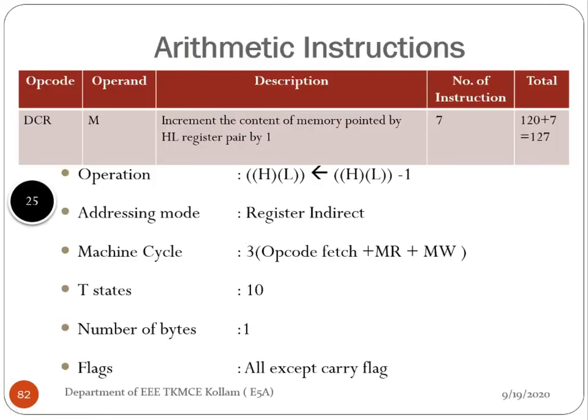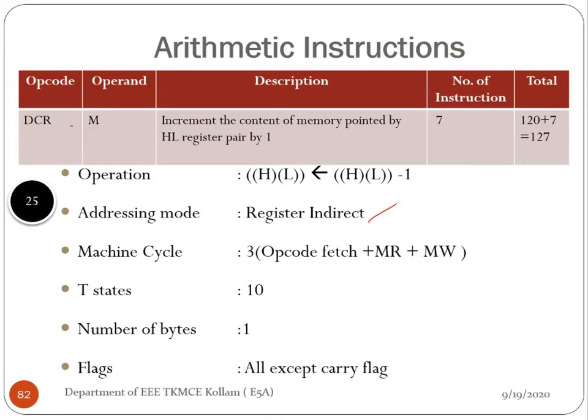Next arithmetic instruction is DCR M. Whenever this instruction is executed, the content of the memory location pointed by HL pair is decremented by 1. That is, from the content of memory pointed by HL pair, 1 is subtracted, and that content is saved in that location itself. As the operand address is not directly specified, instead it is specified by a register pair, it is register indirect addressing mode.